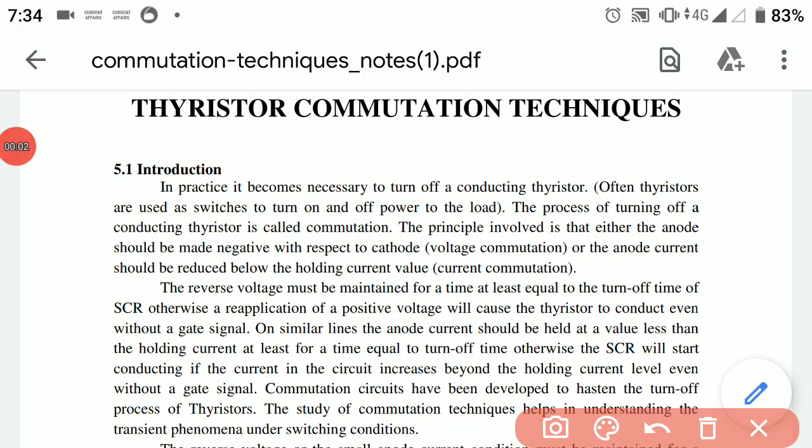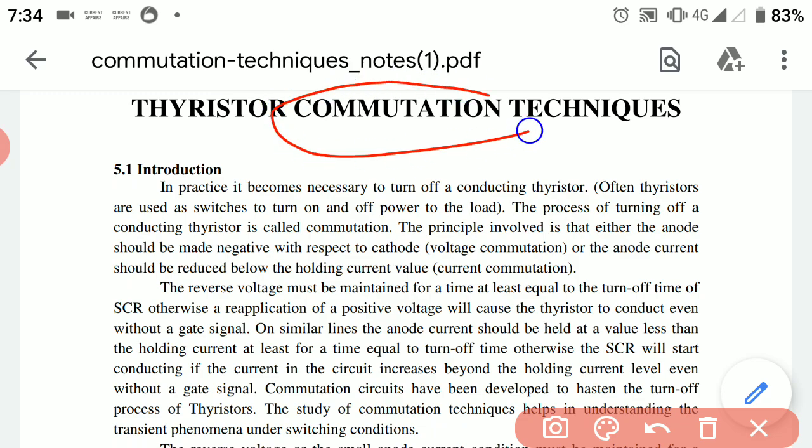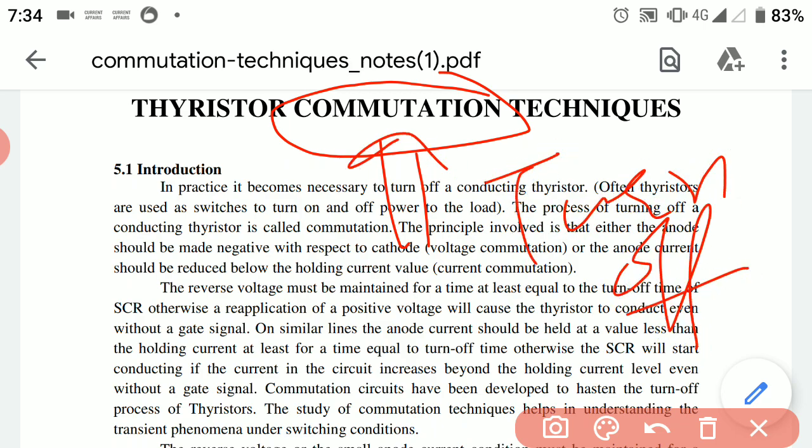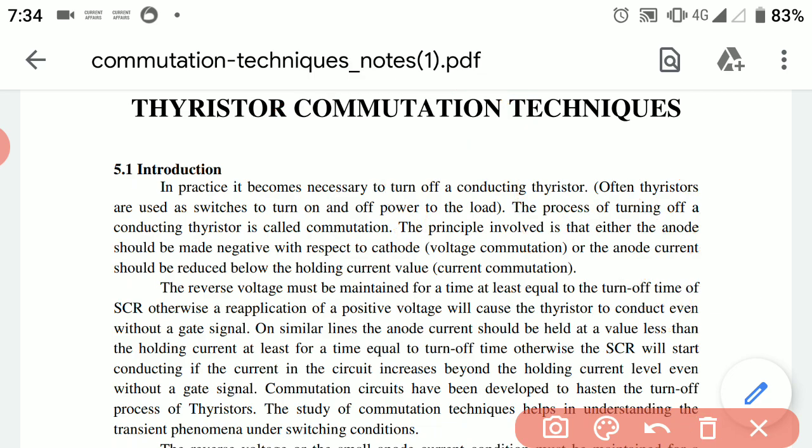Today we will start with another new topic, that is thyristor commutation techniques. What are commutation techniques? The techniques which are used to turn off the thyristors are known as thyristor commutation techniques. Now, why do we have to use these techniques to turn off the thyristor?